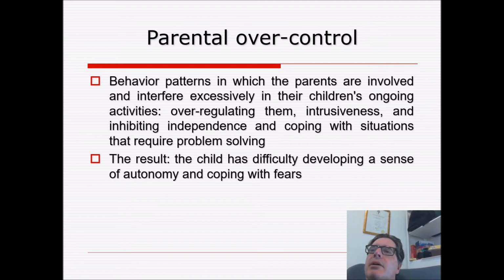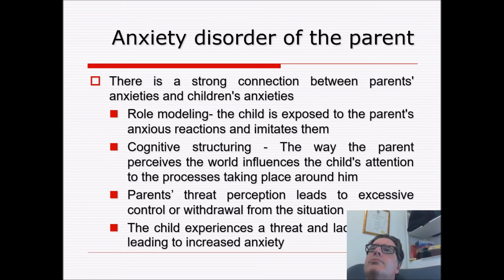So what are we talking about here? We're talking about, first of all, parental over-control. So when parents are very controlling, when they try to really make sure that their kids are safe, and so they're over-regulating, they're intrusive, they're overprotective, they don't allow them enough independence, then we see that these children have a lot more chance to develop an anxiety disorder. So when the parent has an anxiety disorder, then first of all, what we see is that they give a very bad role model.